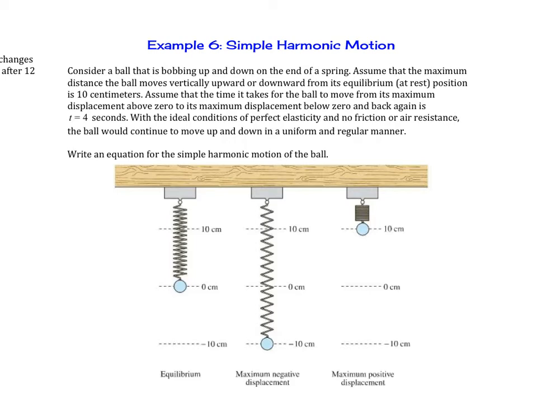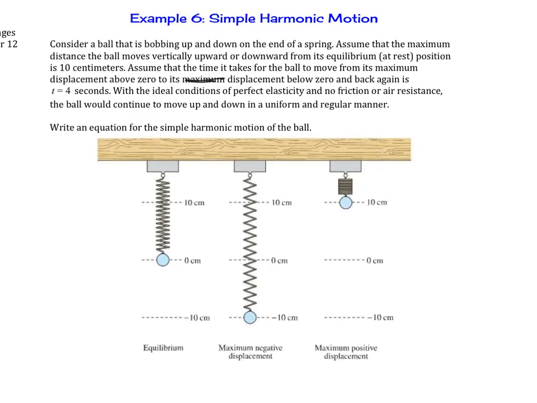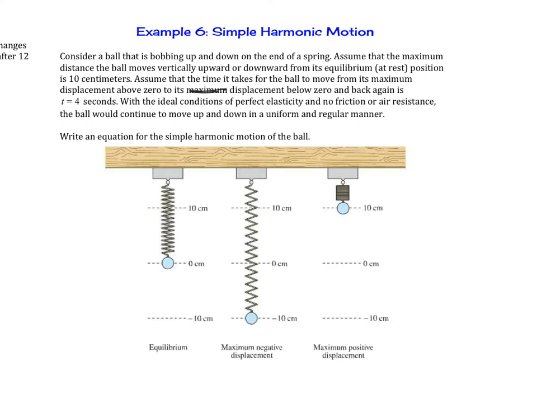Assume that the time it takes for the ball to move from its maximum displacement above zero to its minimum displacement below zero and back again is t equals 4 seconds. Sorry, that should be minimum. With the ideal conditions of perfect elasticity and no friction or air resistance, the ball would continue to move up and down in a uniform and regular manner. What we want to do is write an equation for the simple harmonic motion of the ball.